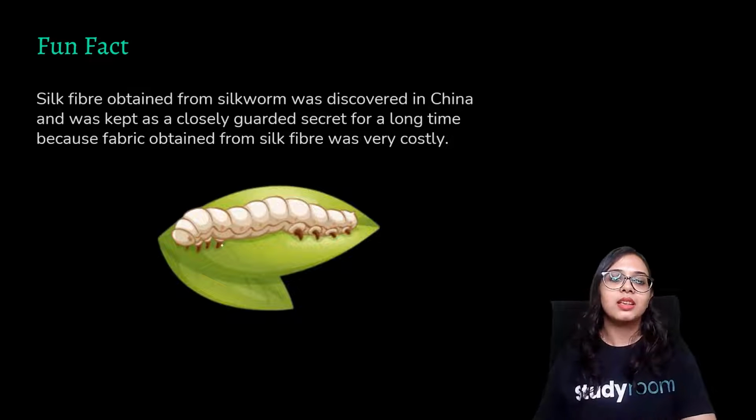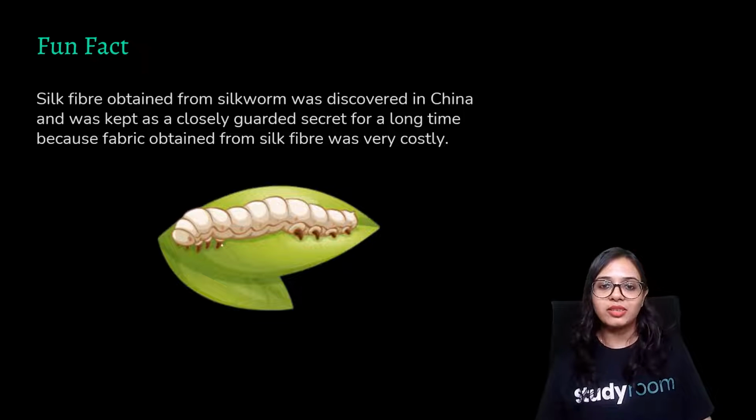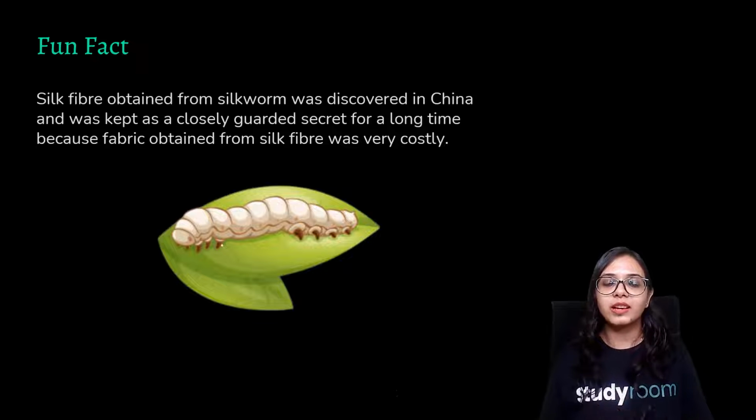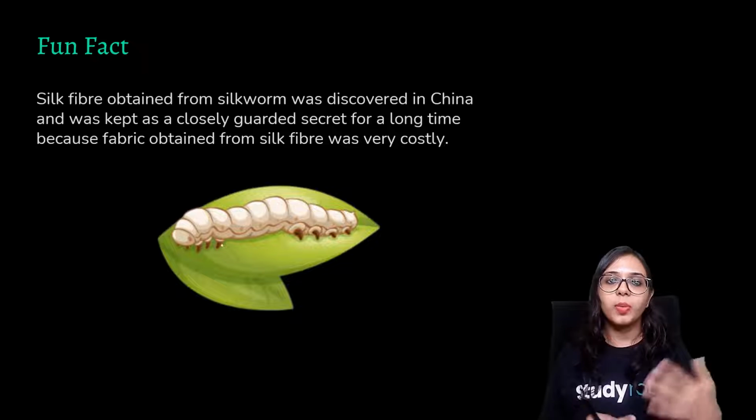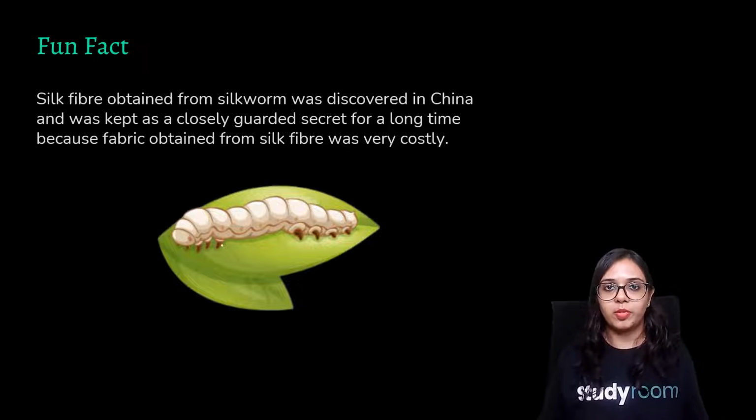A fun fact: silk fiber obtained from the silkworm was discovered first in China and was kept as a closely guarded secret for a very long time because fabric obtained from silk fiber was very costly. Like I told you in the previous slide, the procurement of silk fabric was very costly, and to save ourselves from the economic side, we obtained this artificial rayon fiber.